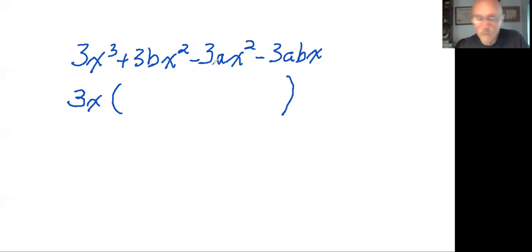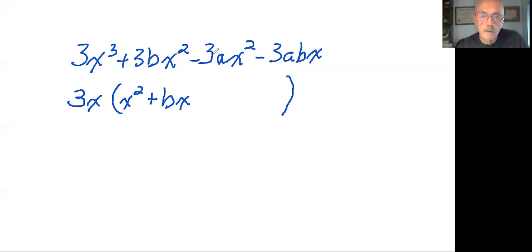You've done this before with greatest common factors. So 3x times what will get me back to this? Looks like I need an x squared. And then I need a plus what? Bx. Be careful. Make sure that you get that greatest common factor out correctly. Go back. Does this times this really give me that? Yeah. Does this times this get me back to that? Yes.